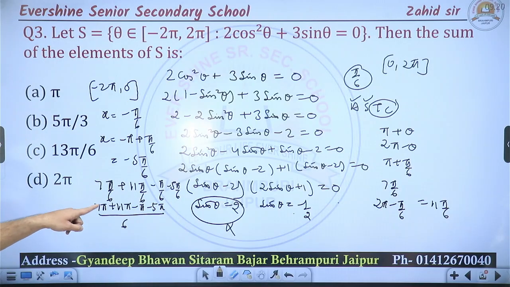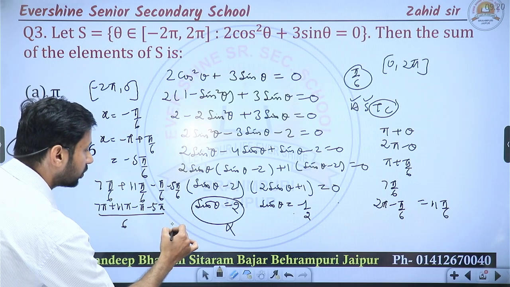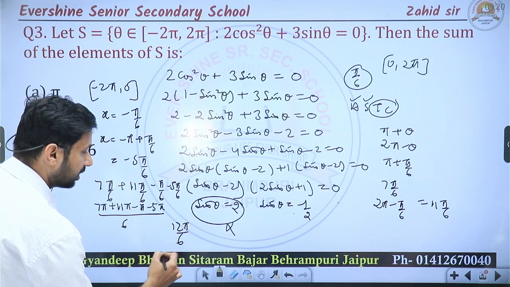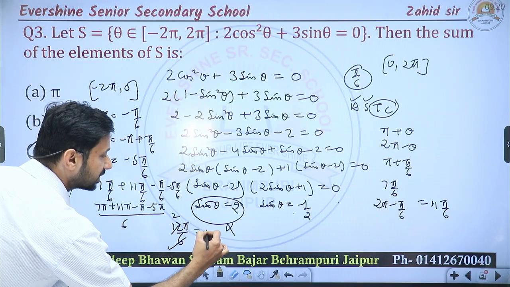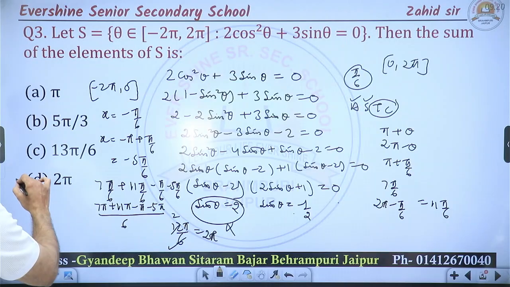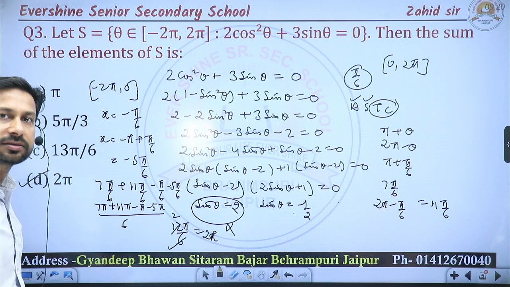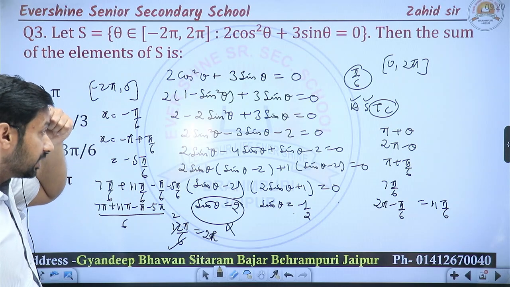Okay, so 11 plus 7, it will be 18. 18 minus 6 will be 12. So 12 pi by 6. If I cancel it, I'll be getting 2. So answer will be 2 pi. Clear? Now you can see it.